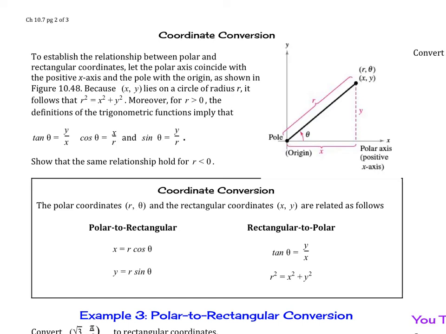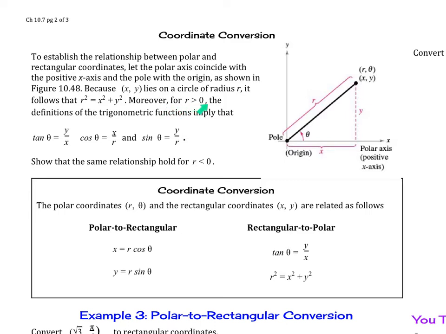Let's take a look at coordinate conversion. To establish a relationship between polar and rectangular coordinates, let the polar axis coincide with the positive x-axis and the pole with the origin as shown. Because (x, y) lies on a circle of radius r, it follows that r squared equals x squared plus y squared.